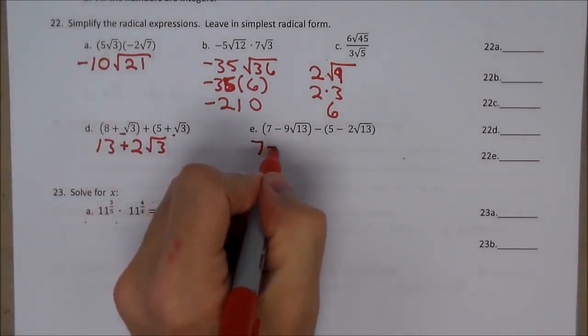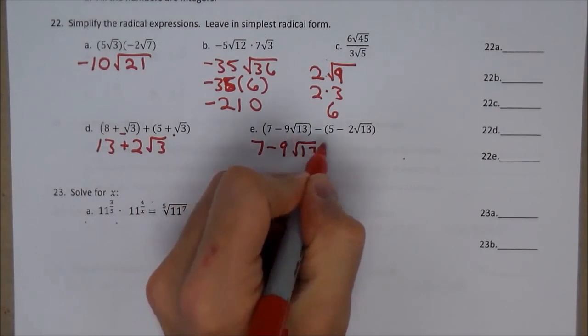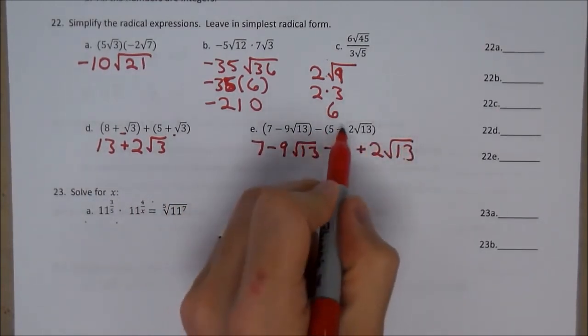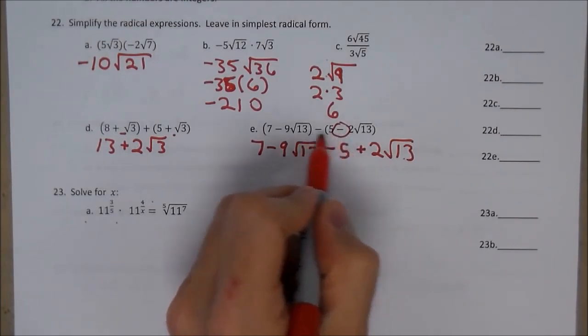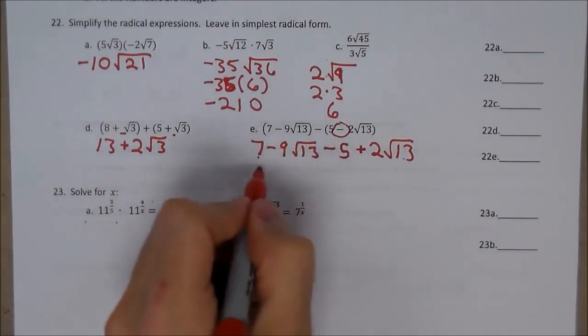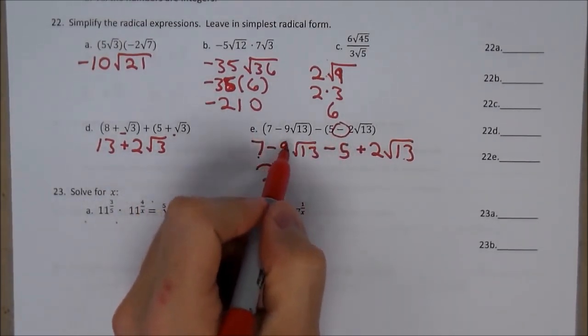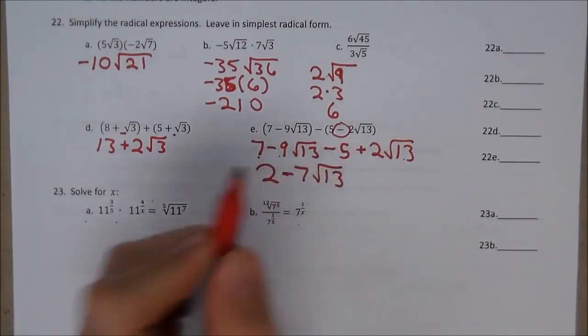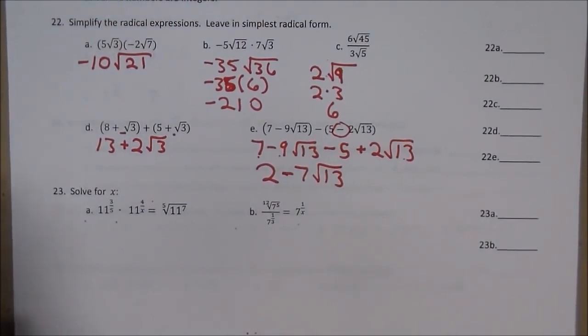E is a little different. We just got to make sure we distribute out the negative. I'm going to make it negative 5 plus 2 root 13. It's really, are you paying attention to that second negative in the subtraction? 7 minus 5 is 2, and then negative 9 and positive 2 is a negative 7, so it's going to be 2 minus 7 root 13.